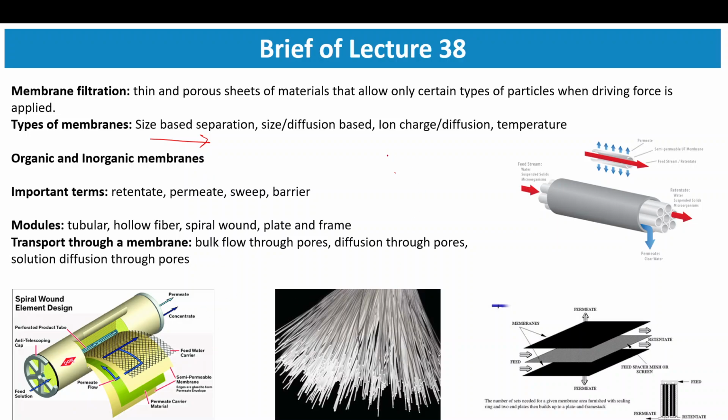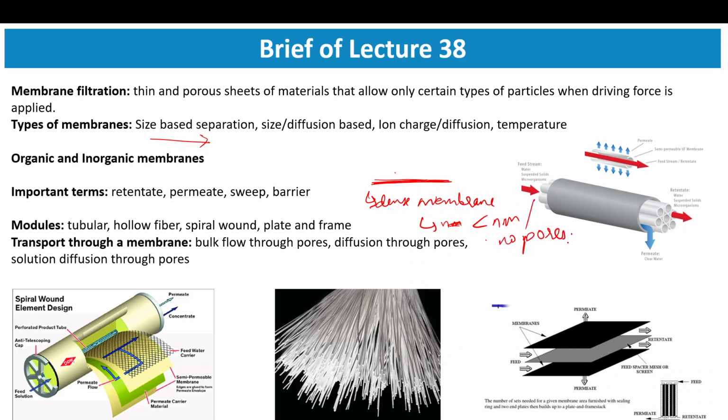Now, there are membranes like RO membranes. These membranes are nothing but dense membranes. Now, what does dense membrane mean? Dense membranes have nanometer-sized or less than nanometer-sized pores, or you can say no pores.